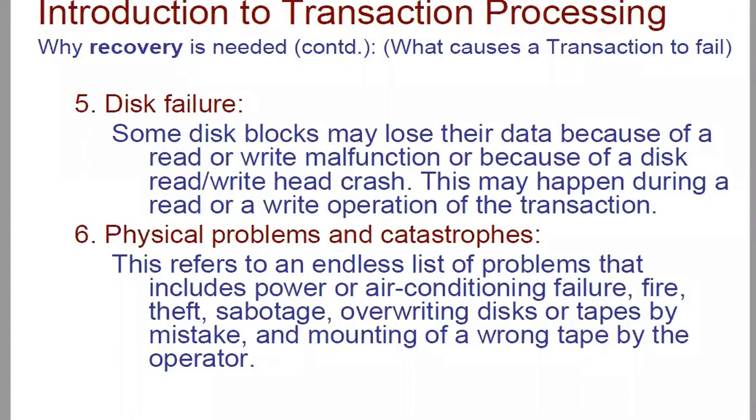And the other possibilities are due to disk failure. Due to disk failure also, there is a possibility a transaction fails and we need to go for a recovery, right? Some disk blocks may lose the data because of read or write malfunction or because of a disk read and write head crash. So there are different possibilities. Yeah, a disk can get damaged, right? Maybe a disk surface or any other reason, if the disk failed, then we need to go for a recovery, right?